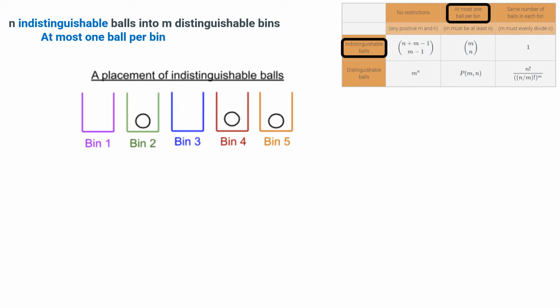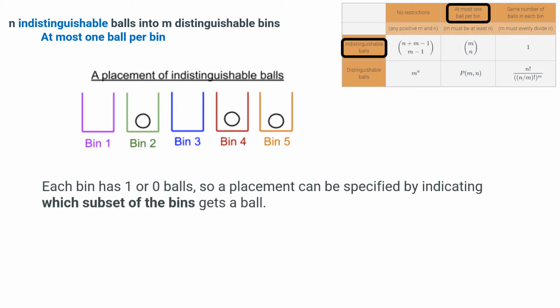Okay, so we're just assuming that there are at least as many bins as there are balls, and as you see, we're on that top line of the table, which means that we are considering indistinguishable balls, so they aren't numbered. Okay, so let's think how we can think this through.